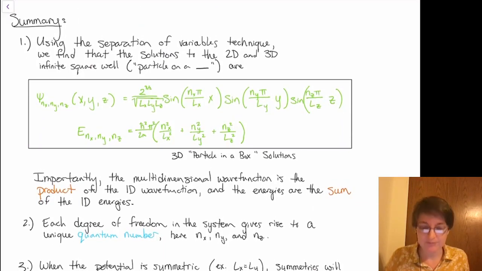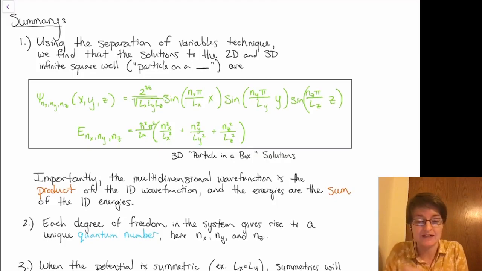And I want to wrap up with a summary, which says that using our separation of variables technique, we found the solutions to both the 2-dimensional and 3-dimensional versions of this particle in a, or on a, blank problem, or if you like, the infinite square well. So we've got particle on a line, particle on a plane, particle in a box. And those solutions are products of the 1-dimensional wave functions in order to get the overall multi-dimensional wave function. And they're summations of the 1-dimensional energies to sum up to the total energy of the system. Importantly, that kind of product for the wave function, sum for the energies, is going to hold true in a variety of systems, really any time we employ the separation of variables technique.